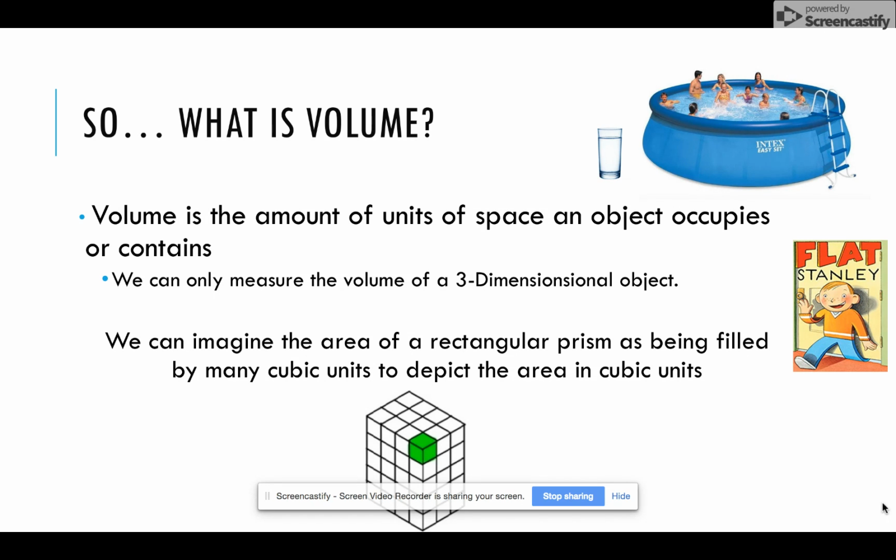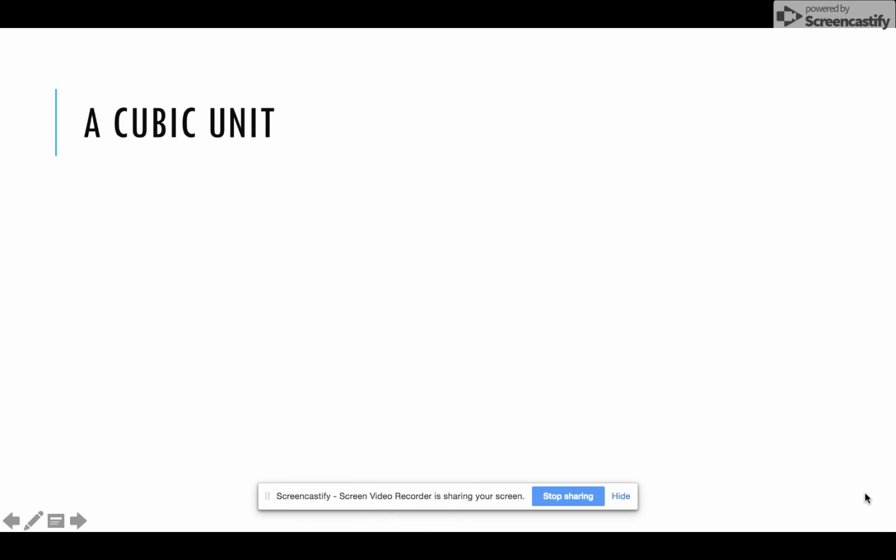To graphically imagine measuring the volume of a rectangular prism, we can imagine a rectangular prism being filled by unit cubes. The maximum number of unit cubes that fit into the prism is the volume of that prism in cubic units. But what exactly is a cubic unit?